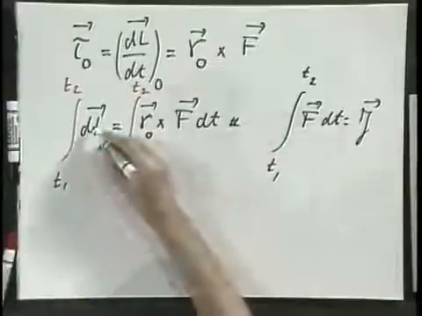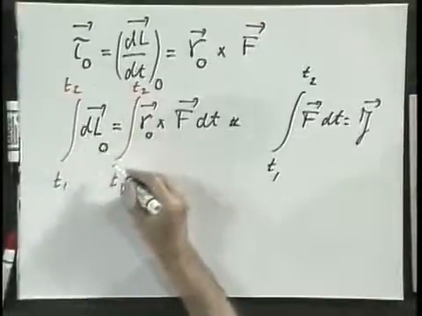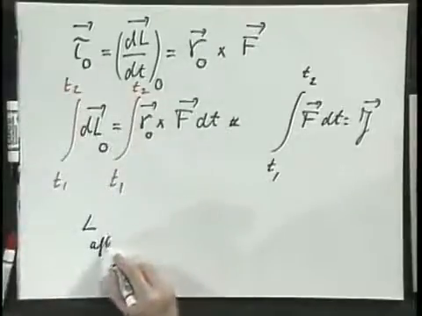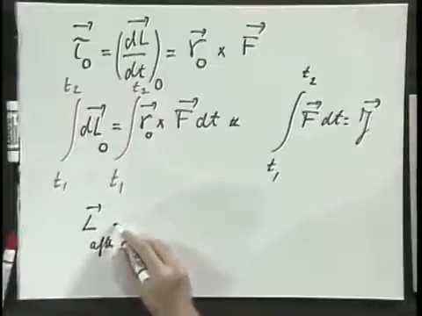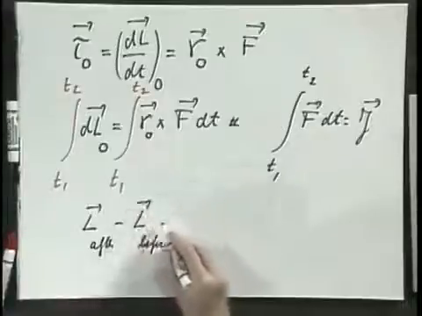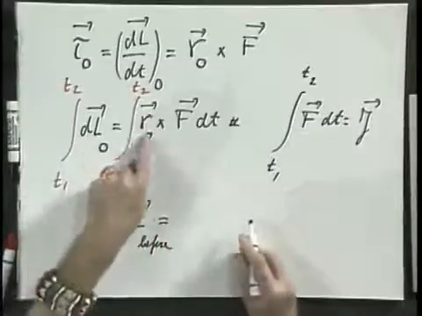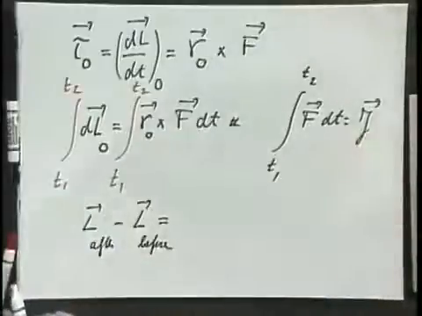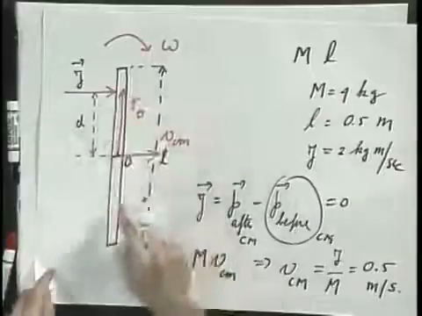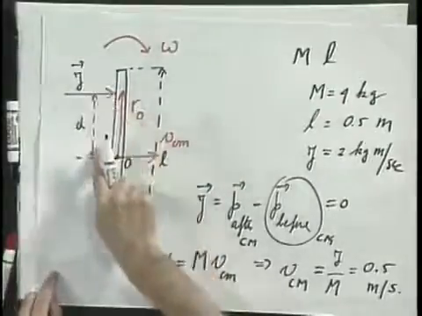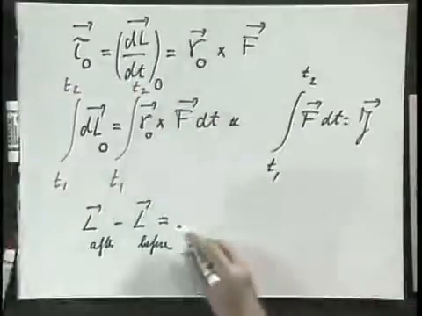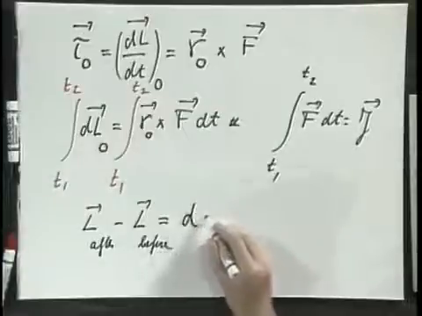And so I can write now for the integral of dL about point O, L at time t2, which is L after the impact, minus L at time t1, which is L before, and that now equals R0 cross J, and R0 cross J, as you see here, they are at a 90 degree angle between the two, is simply D times J. So this equals D times J.